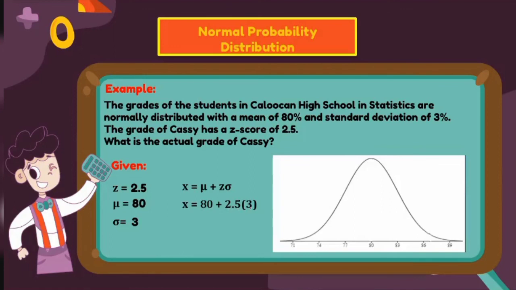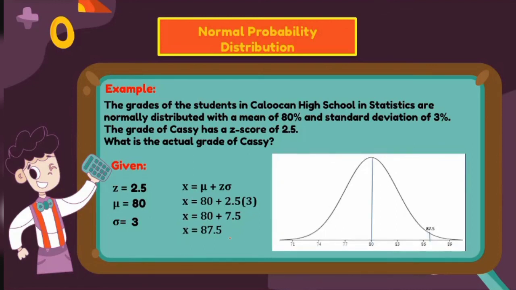So apply GEMDAS rule, multiply 2.5 by 3, and then add this result to 80. So 2.5 times 3 is equal to 7.5. Then copy 80. Then lastly, add 80 and 7.5 to get 87.5. So you have Cassie has an actual grade of 87.5 or 88% in whole number.